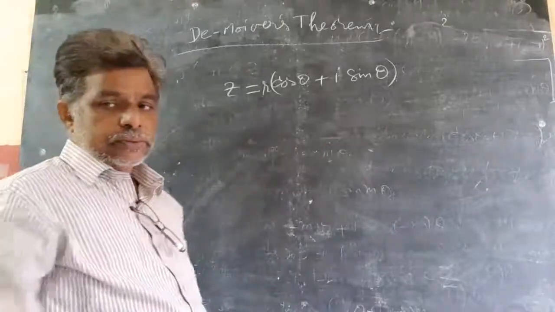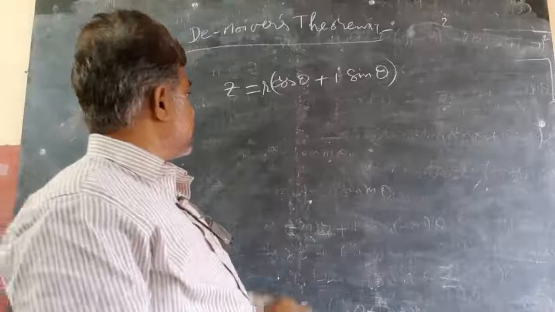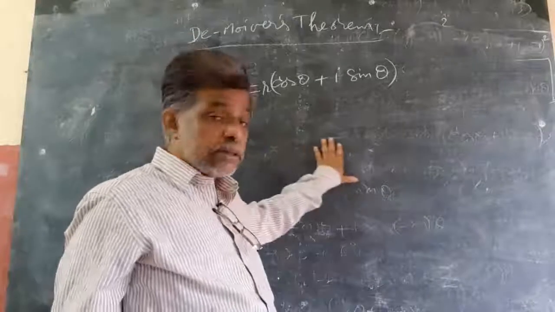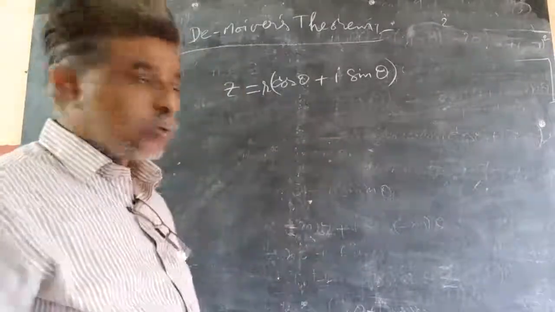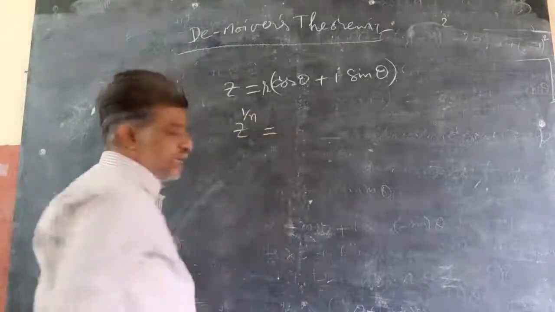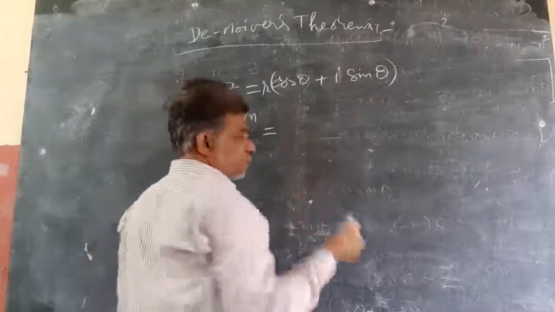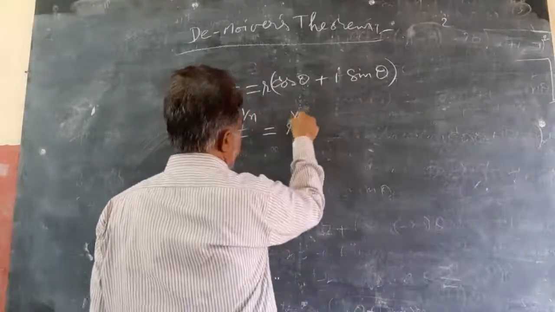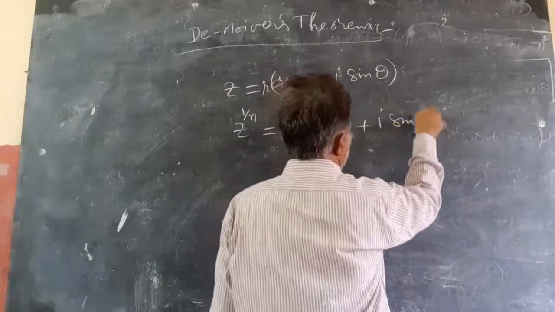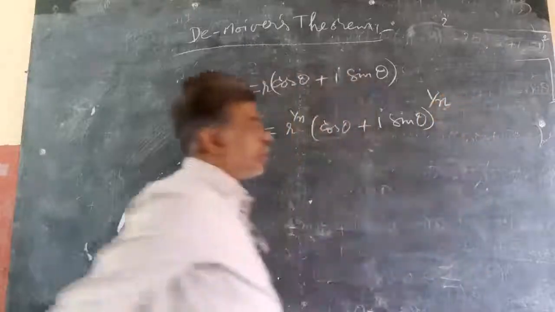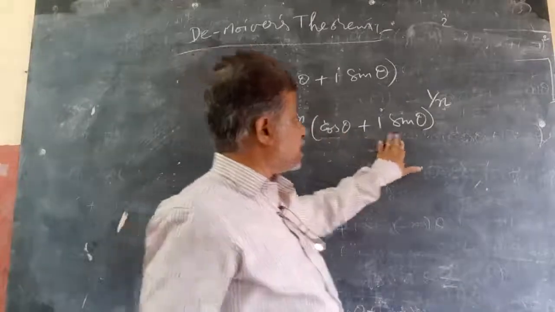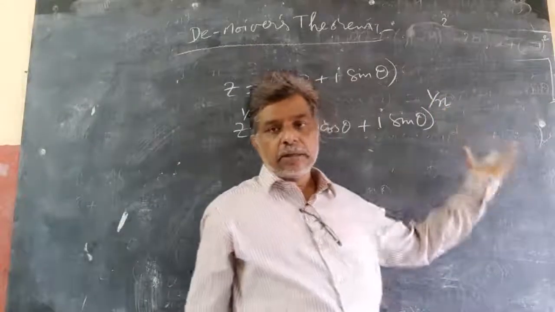Let z equal to r into cos theta plus i sin theta. Now I want the nth root of z, which means I want z power 1 by n. What is the nth root of z? Z power 1 by n. So it becomes r power 1 by n into cos theta plus i sin theta whole power 1 by n. If r equal to 1, then I will get cos theta plus i sin theta whole power 1 by n only. So that's what I told.